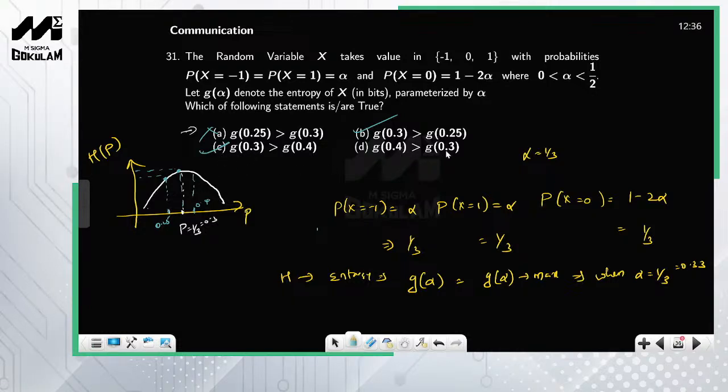What about this one? G of 0.4 greater than G of 0.3? No, entropy at 0.4 is not greater than at 0.3, so that is also false, right? So therefore, this is our MSQ question. So options B and D are correct. Okay, now let us move on to the next question.